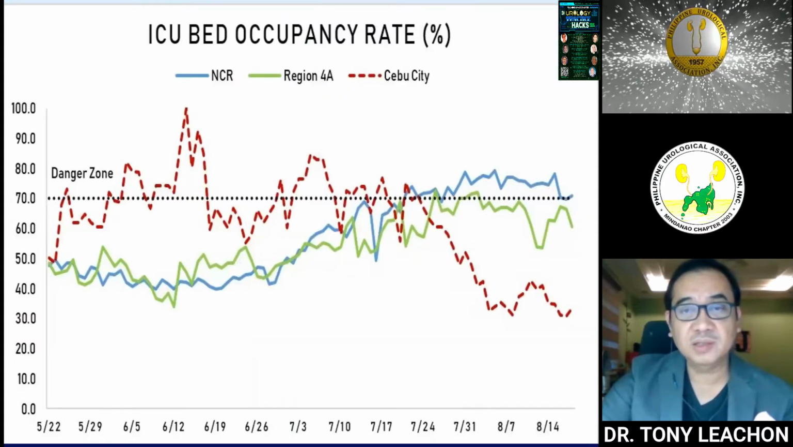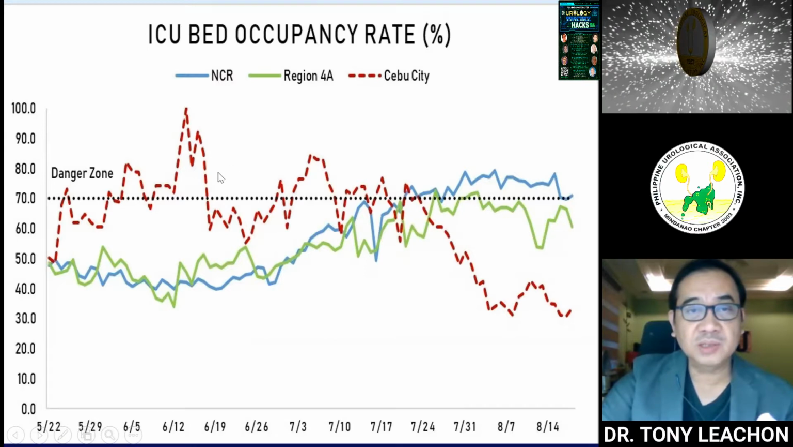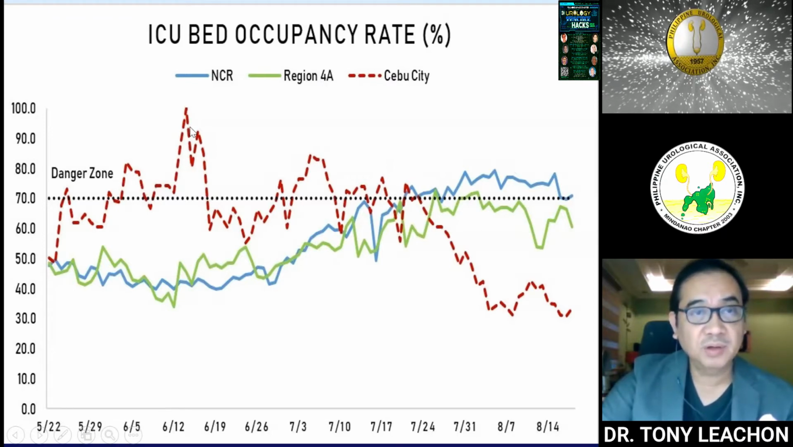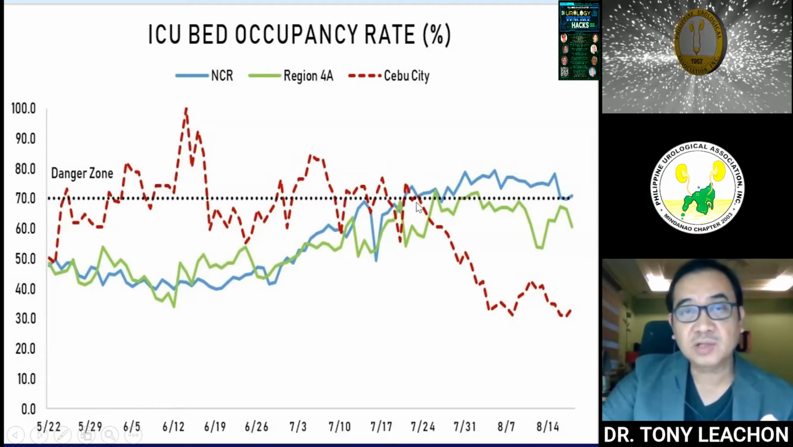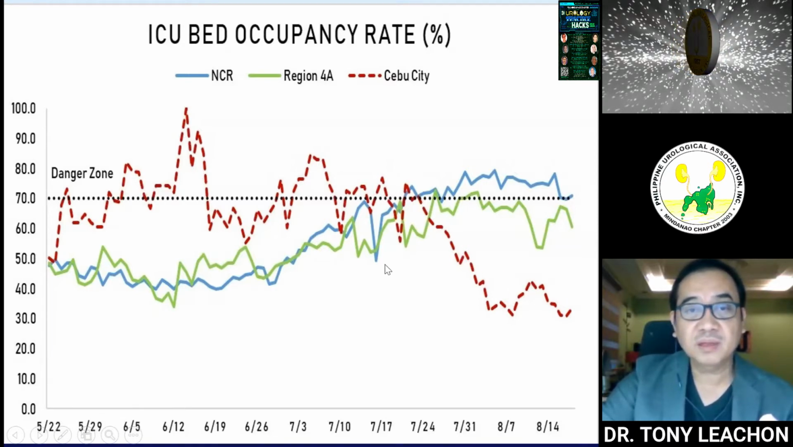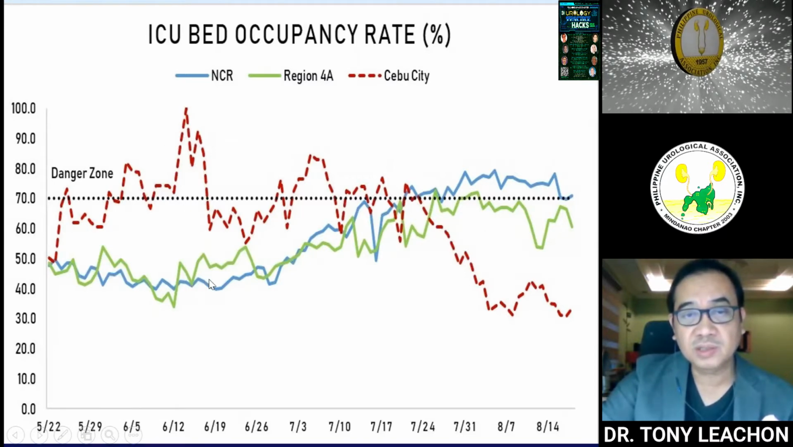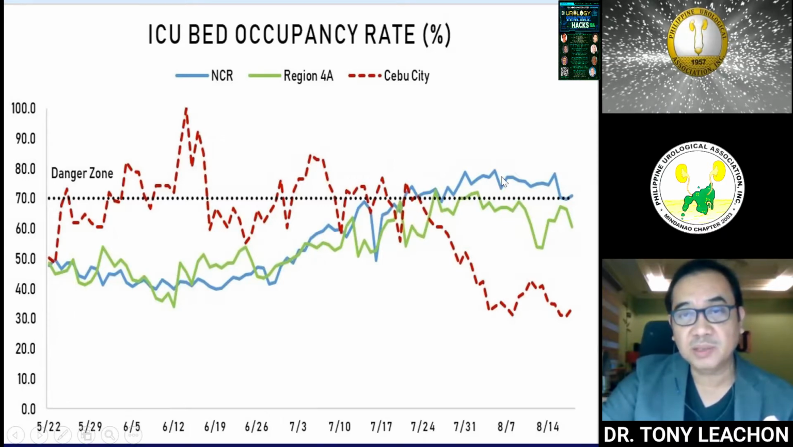Now, this one is a nice slide showing us here that when Cebu City was in crisis sometime in mid-June, the IATF mandated ECQ for almost 4 weeks, and then MECQ for 2 weeks. You see here a gradual reduction of the ICU bed occupancy rate. And in contrast with the National Capital Region, during the time when there was a surge in Cebu, there has been a gradual increase in the ICU bed occupancy rate, together with the contiguous area that is in Region 4.